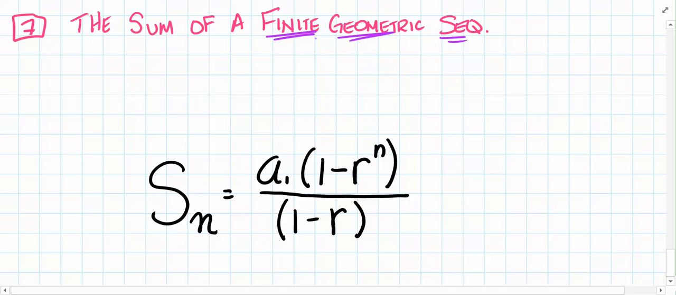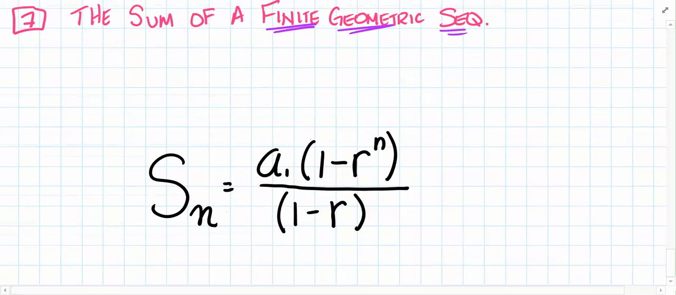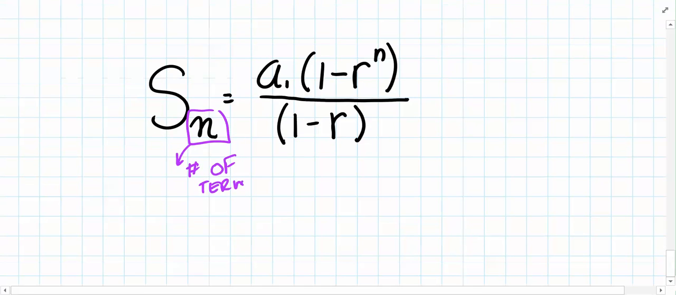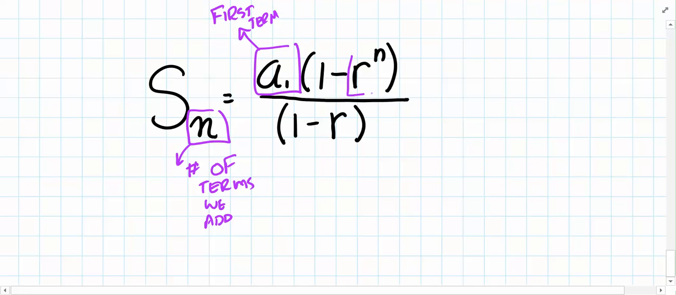The sum of the first n, so n means the number of terms we're adding up. Like the sum of the first 30 or first 40, n would be whatever that number is. What does the a sub 1 represent? The very first term, very true. What does the r represent? Your common ratio, very good.